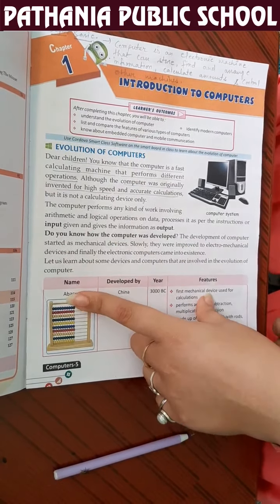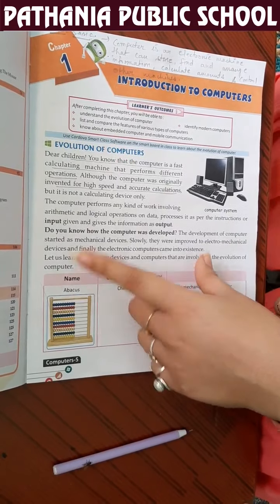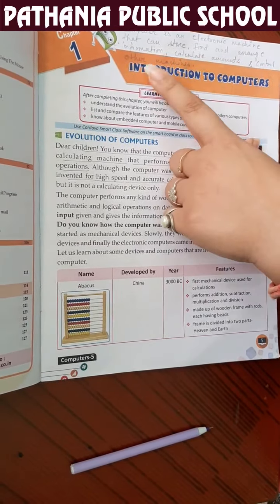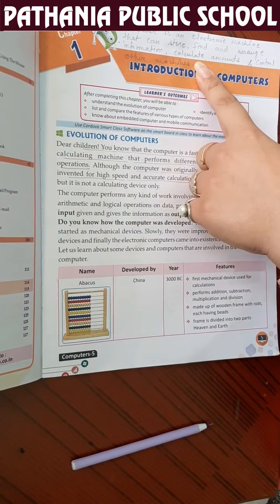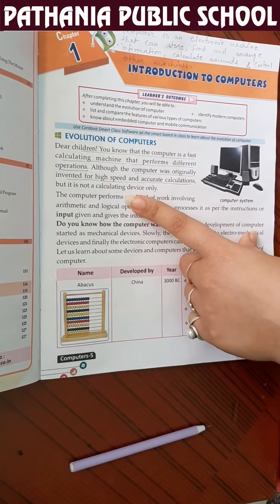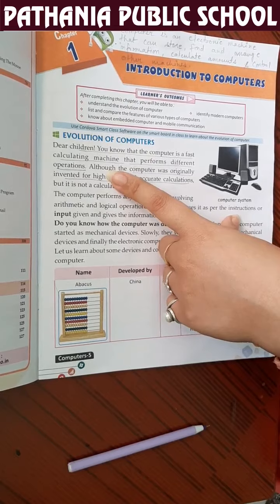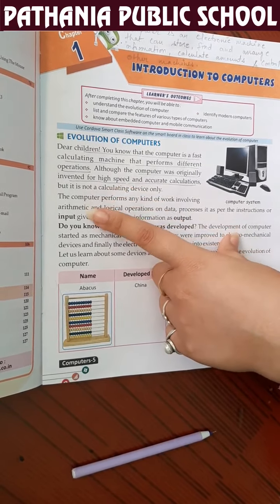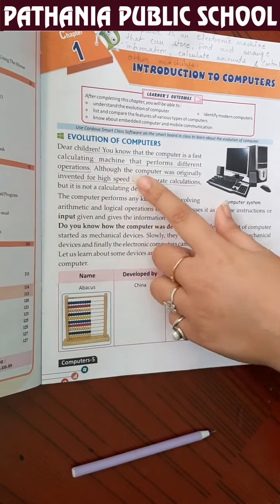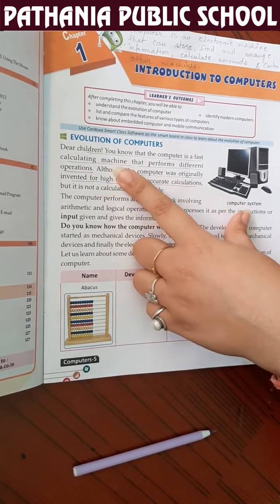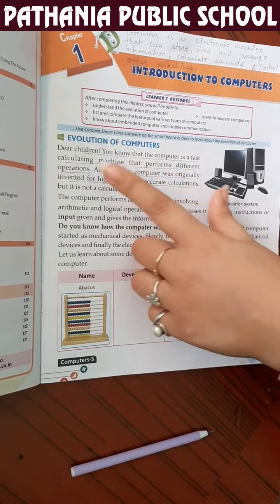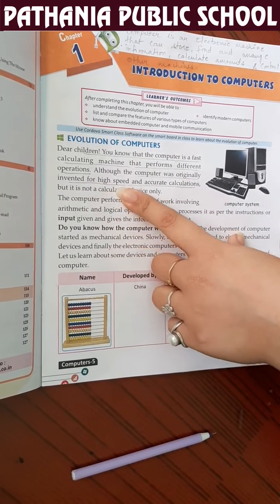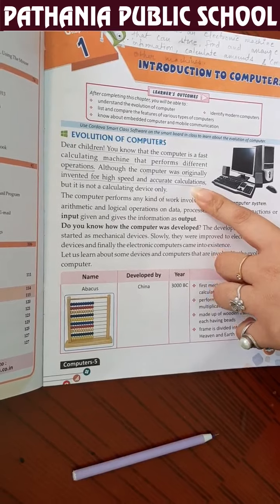It is an electronic machine that can store, find and arrange the information and calculate the amounts and control the other machines. So in this chapter we discuss about the computers and the level of computers and the types of computers. So start. Dear children, you know that the computer is a fast calculating machine that performs the different operations. And the computer was originally invented for the high speed and accurate calculations.